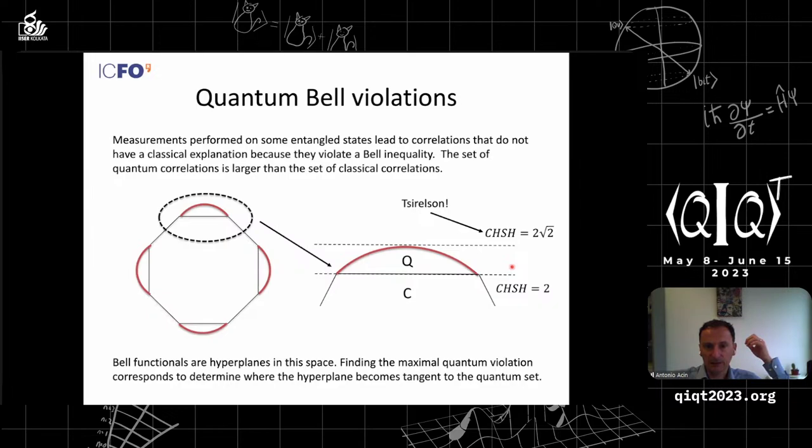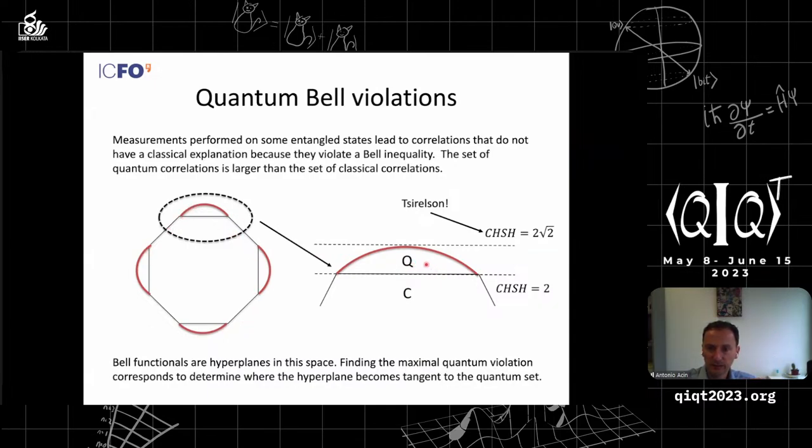Okay, so what we know is that the set of quantum correlations is larger, and this is because we have Bell violations. We know that if you make some measurements on an entangled state, you can have correlations that do not have a classical explanation. So pictorially, the way we used to represent these things is that you have a set of classical correlations, which is the black one, and you see it's convex. And then we have a set of quantum correlations, which is the red one, again convex. And then we have a region in the set of quantum correlations that is not classical, because it's not within the black set.